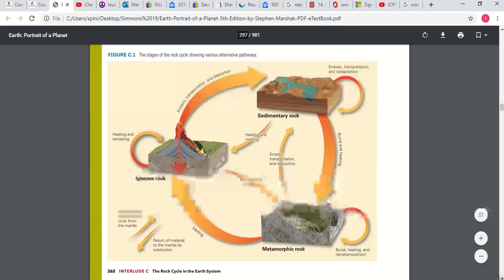rocks. And then metamorphic rocks, of course, can become sedimentary rocks from the same process, and igneous rocks by heating and melting. So this is the rock cycle. It goes in all different directions, and rocks that are on the Earth now probably or definitely were not here when the Earth was formed.